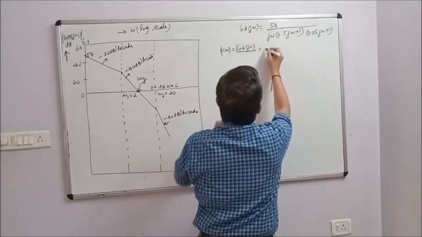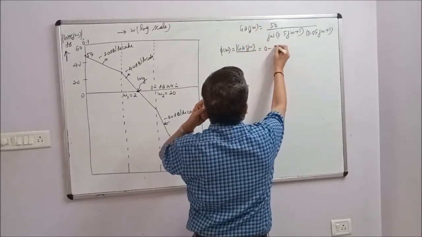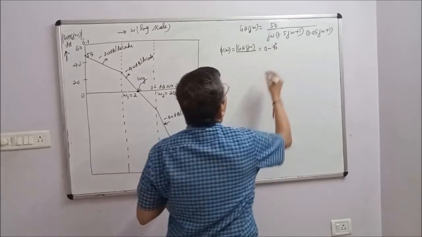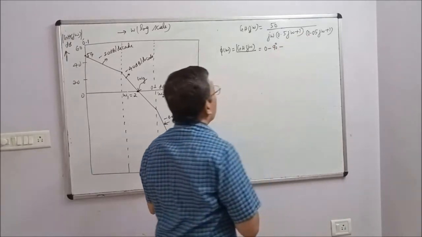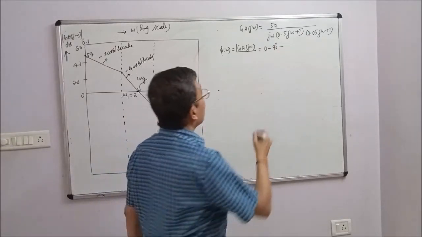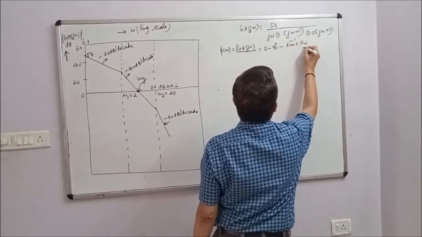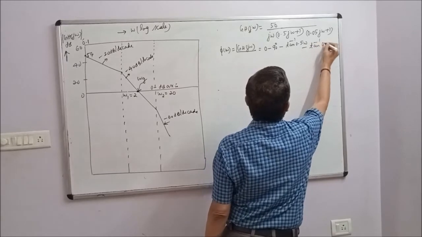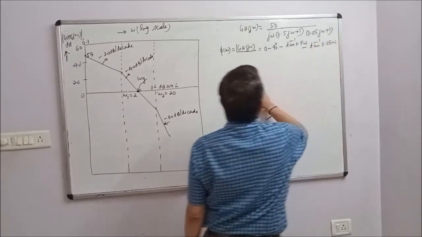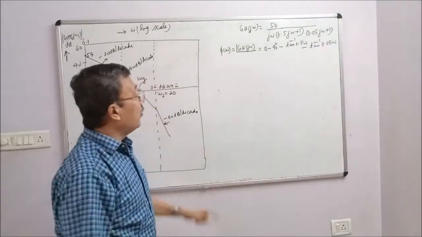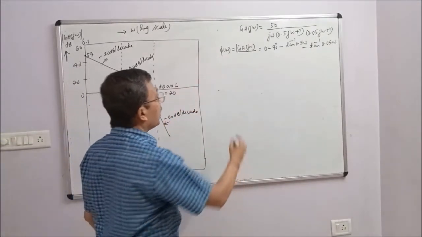Angle of 50 is 0. Angle of j in the denominator is minus 90 degrees. All the denominator factors will give a negative angle: tan inverse of imaginary part by real part, minus tan inverse of imaginary part by real part. This we have seen even while we studied the Nyquist stability criterion.